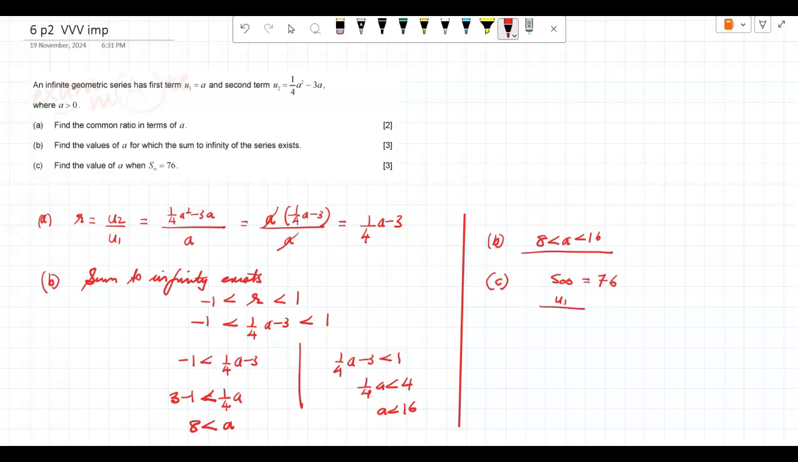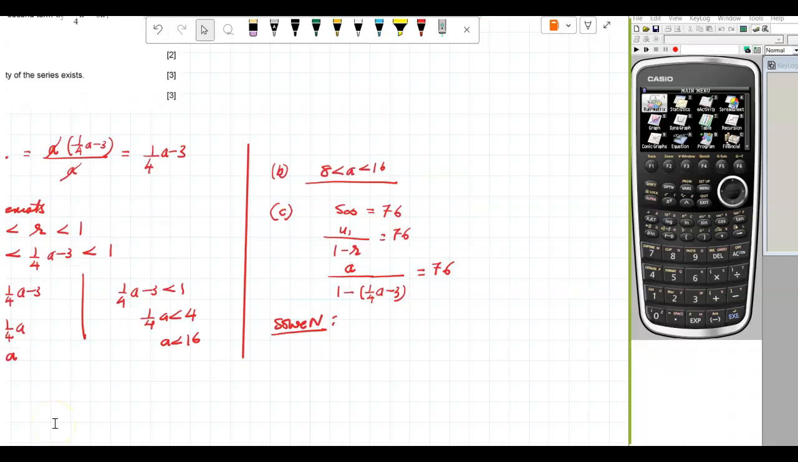So u1 upon 1 minus r is equal to 76. So u1 is your first term. What's my first term? A. So A upon 1 minus r. Your r is 1/4 A minus 3, correct? Yeah. Now you can put in your solver. You know how to put in solver? You can also do it by hand if you want to.